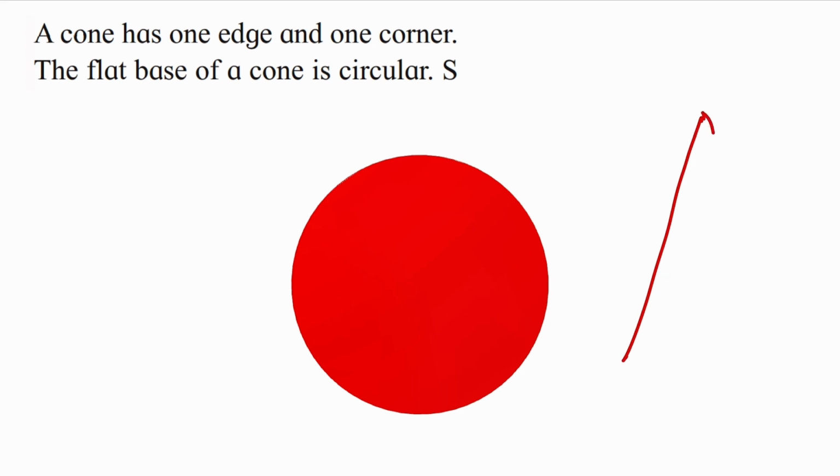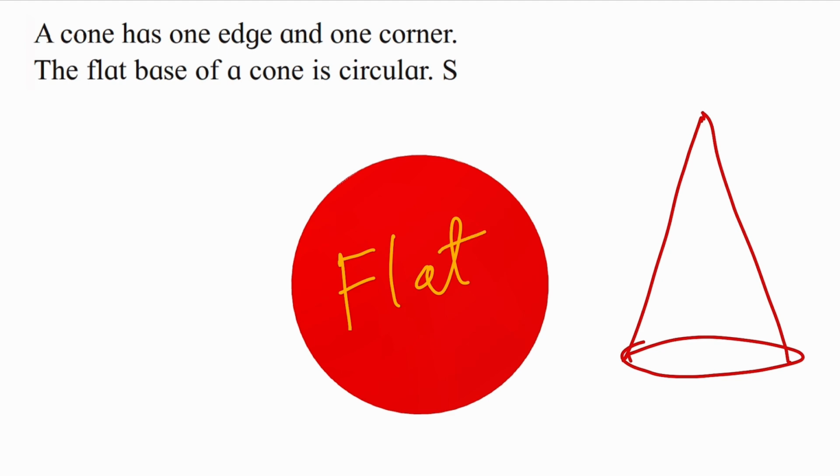If I take the cone like this, then this is the corner of the cone and this is the circular edge of the cone. The flat base of a cone is circular. So this is the flat base of the cone, and it is circular. You can see it is in the shape of a circle.